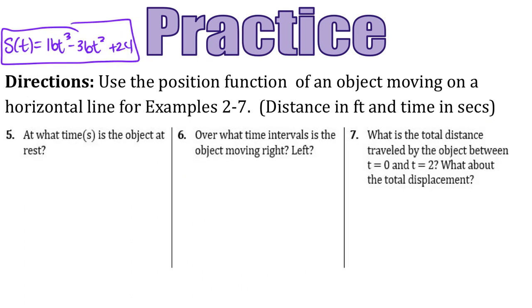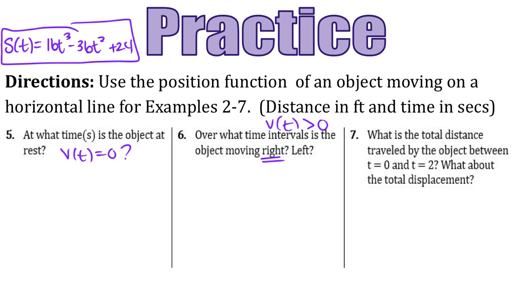All right, number 5 asks when is the object at rest? What that really means is what t values make the velocity 0. Number 6 is asking us about when the object is moving right, which means when is the velocity positive. So if you think you can work through those on your own, I encourage you to pause the video and try. Otherwise, I'm going to work through them with you.